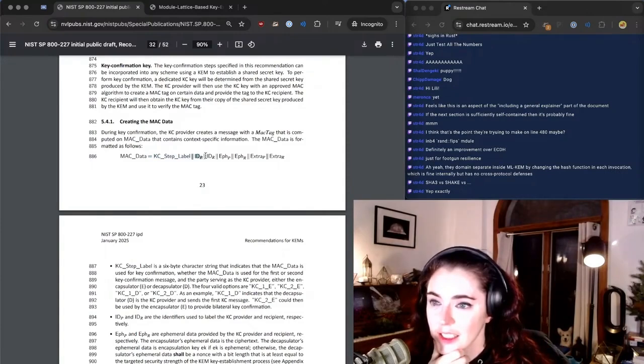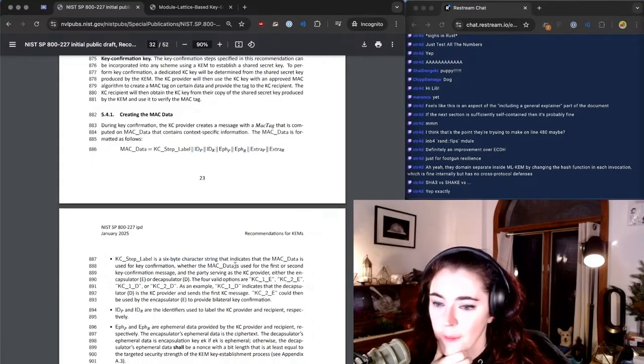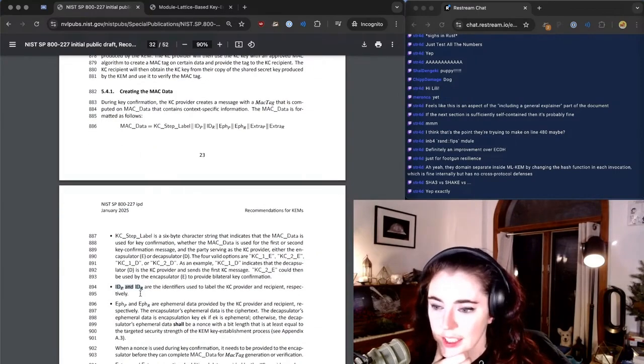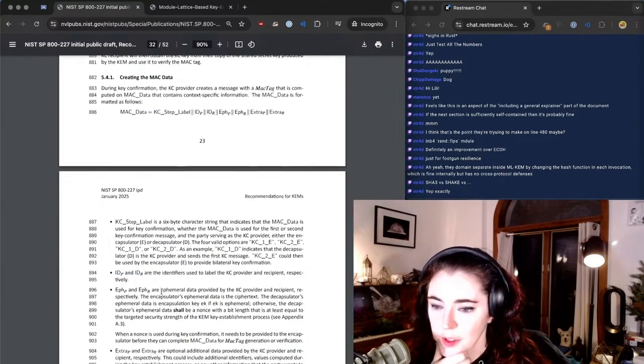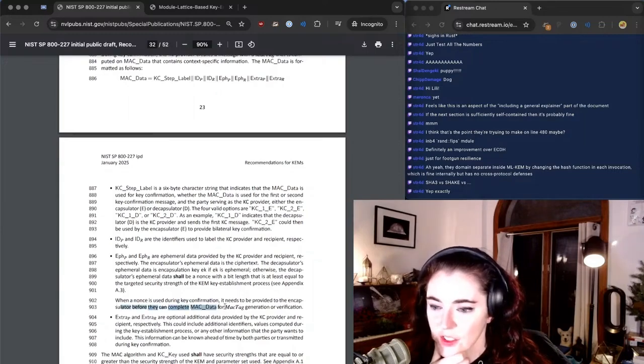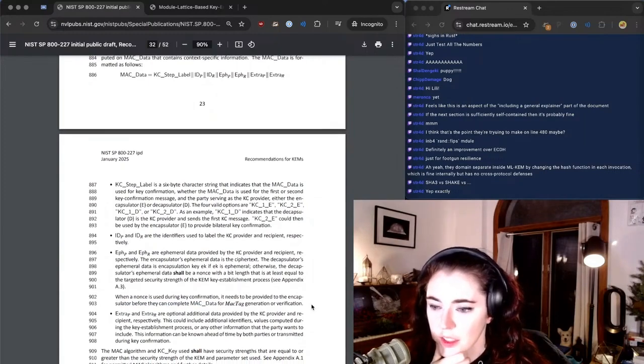ID, yeah, 6 byte character string that the MAC data is used for. Okay, 4 valid options are KC1, KC2, KC1. All right, yeah. Identifiers they use to label, and the ephemeral data, and then extra stuff. When a nonce is used, it needs to be provided and encapsulated before they can complete. Okay. Optional data.